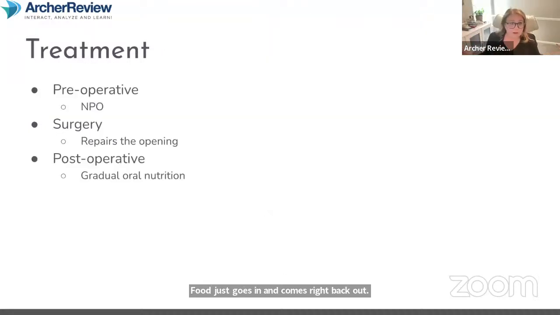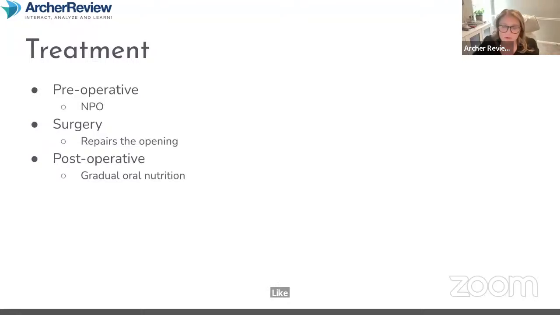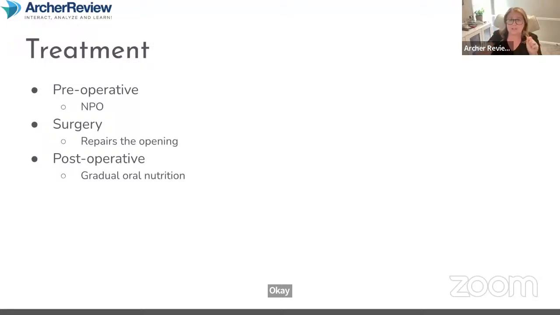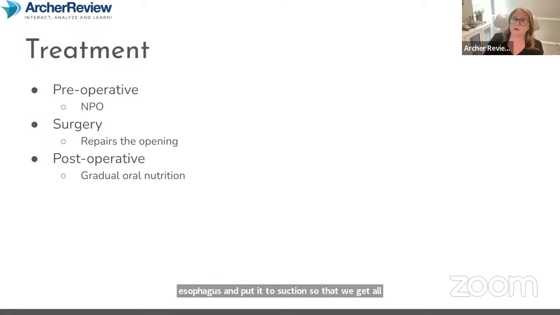Obviously, this needs a surgery. Most of these things are going to require surgery. And the biggest point that I can tell you guys is that before they get this surgery, we have to keep them NPO. Not just, no food here, there. They have to totally not have anything going in their mouth because they can even just choke on their secretions, their saliva. Sometimes we'll put a little NG tube just right into their esophagus and put it to suction so that we get all those secretions out of their mouth and they don't go down the wrong way. All right, so that's going to be the biggest thing.